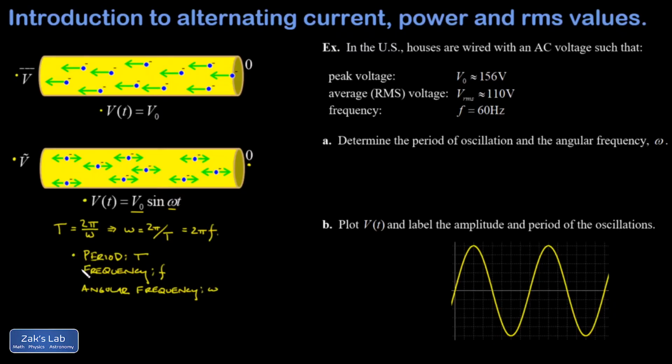So we have these 3 different equivalent ways of describing how rapidly this function oscillates. We have the period, capital T, the frequency, that's the reciprocal of the period, and it would be measured in hertz. And then omega is called the angular frequency. Let's take a look at our example real quick.